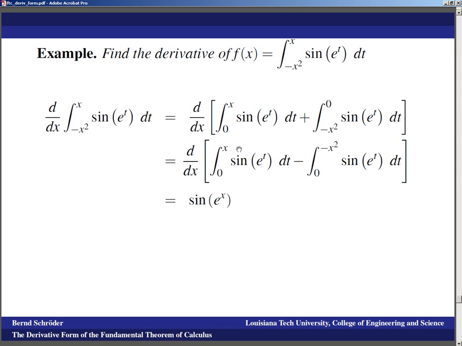This one goes directly, that is a straightforward application of the fundamental theorem of calculus, because all we do is plug the upper bound in, so we get sine of e to the x. And then we have minus, and here's again a chain rule, right? We first plug the upper bound into the integrand, because the derivative will be sine e to the whatever we plug in, and then we have to multiply with the derivative of the inside, because it's a derivative with a chain rule. And now the minus gives us a plus, so this ends up being sine e to the x plus 2x sine e to the negative x squared. And that's already the whole thing.